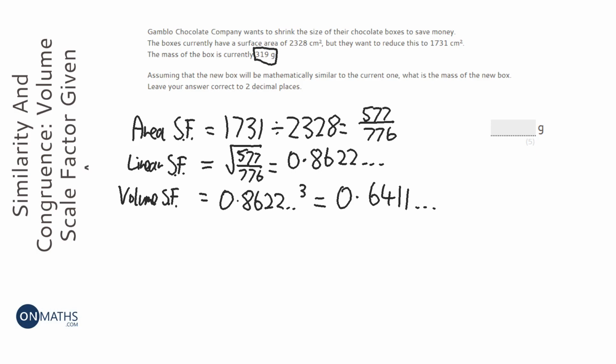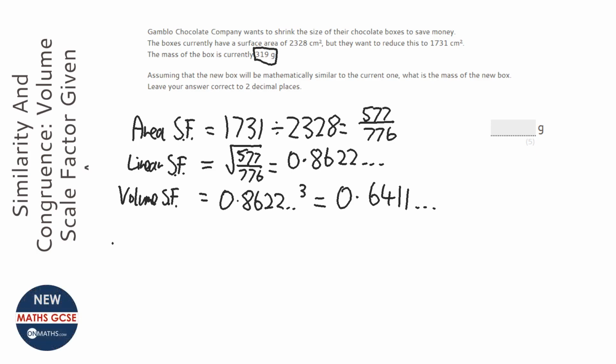Now, the reason we need the volume scale factor is grams is a three-dimensional thing, okay? So it's going to be involved in the volume. Yes, with volume normally it's centimeters cubed, but grams works the same way as centimeters cubed.